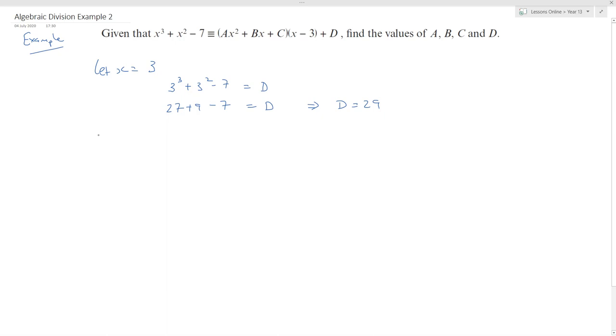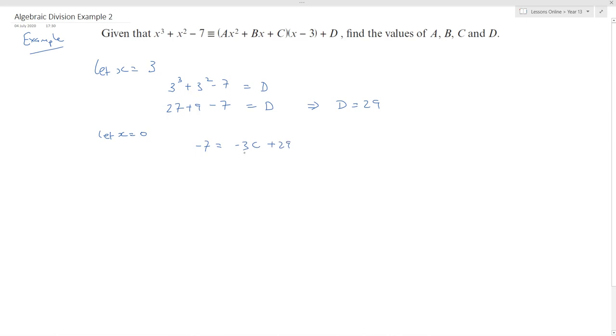Let's go again. This time if I let x equal 0, then a and b disappear. So I'm left with c and d, but I know d, so I'm just left with c. So let's do that. Let x equal 0. That leaves me with 0 plus 0 minus 7. So minus 7 is going to be equal to a times 0, first term is 0, second term is 0. So it'll be c times minus 3. So minus 3c plus d, which I know is 29.